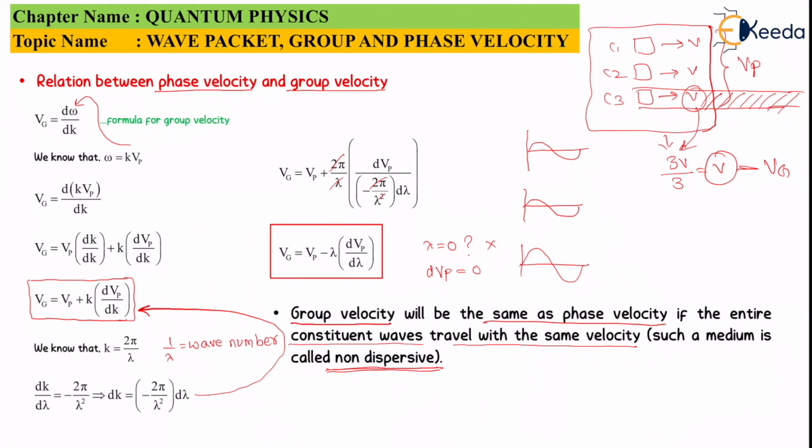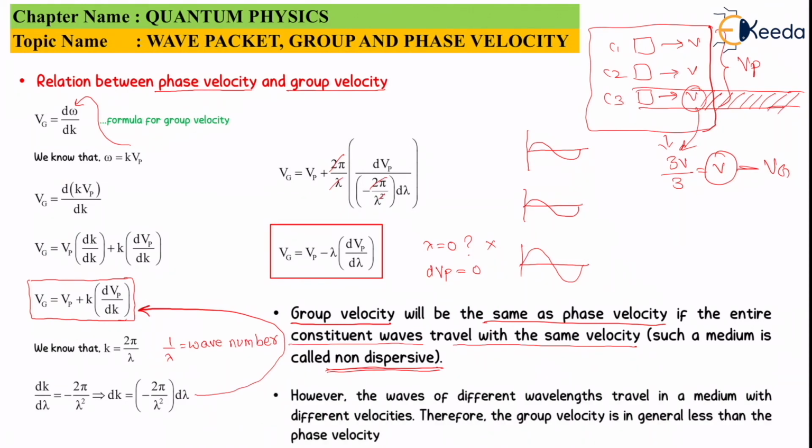Now, coming to the second point, the waves of different wavelengths travel in the medium with different velocities. Therefore, the group velocity is in general less than the phase velocity. Well, this is the case in a general medium. As you know, all the waves do not travel with the same velocity. The refractive index for different colors or different wavelengths of the wave is different, and hence you can say that the constituent waves travel with different velocities, and therefore in general it is observed that group velocity is less than the phase velocity.